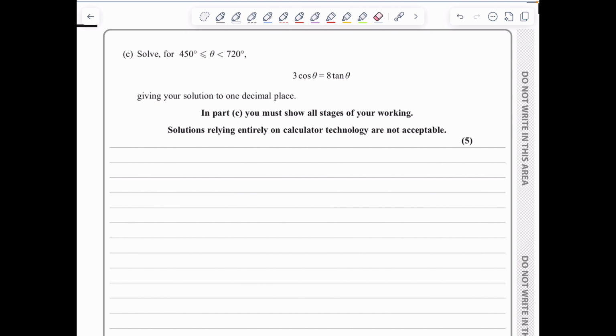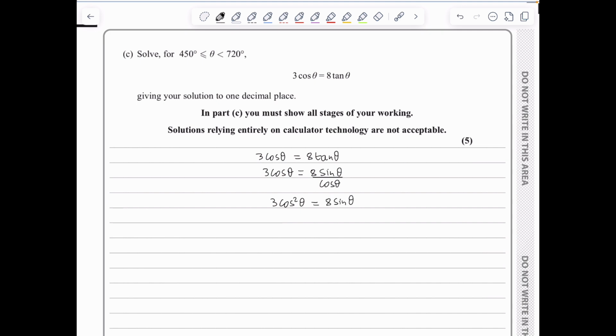In part C, we are asked to solve the given trigonometric equation for theta between 450 and 720, giving our solution to 1 decimal place. So we've got 3 cos theta is 8 tan theta. The first thing to do is write tan theta as sine theta over cos theta, and then I will proceed by cross multiplying, arriving at 3 cos squared theta being equal to 8 sine theta.